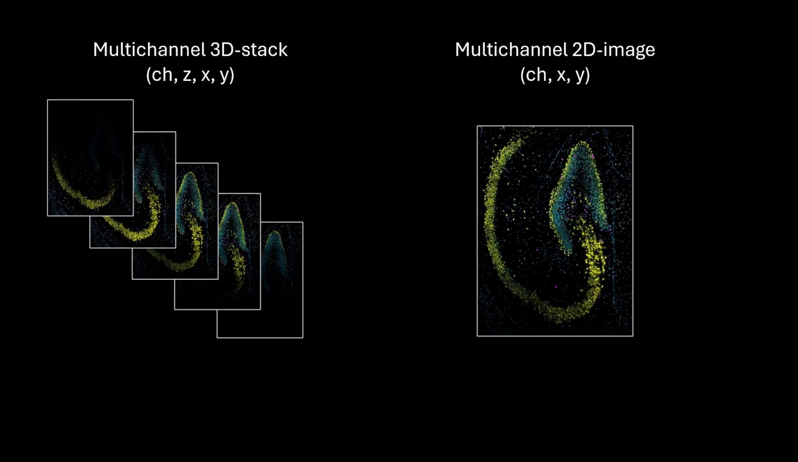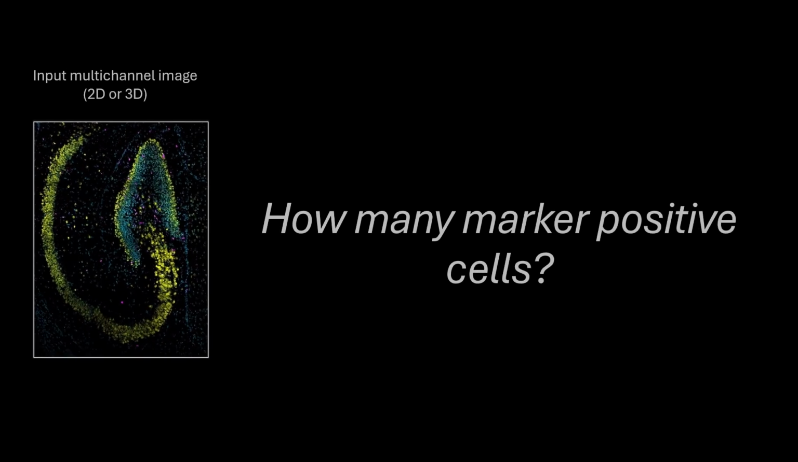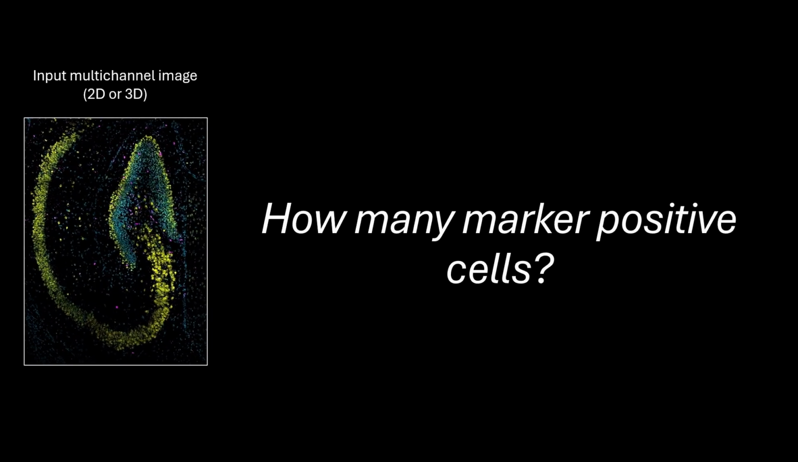So this tool allows you to define cell populations based on the presence or absence of multiple fluorescent markers in either multi-channel 3D stacks acquired in confocal systems or multi-channel 2D images acquired in wide field mode. In other words, you can define how many marker positive cells are in your sample. It was designed to be used with brain and organoid tissue slices in mind, but it can be applied to cell cultures or any other type of samples where you have a nuclear signal.